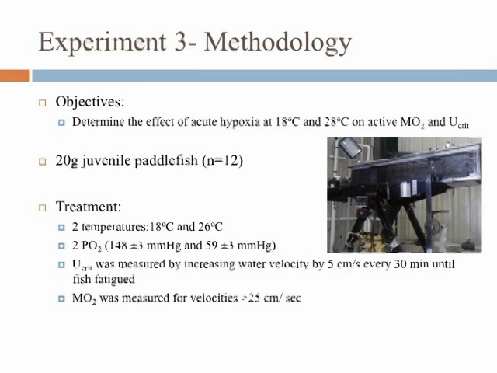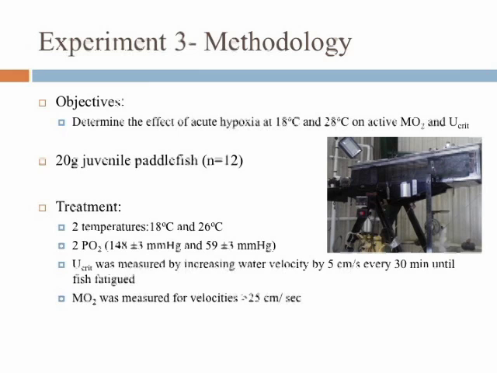The third experiment was to determine the effect of acute hypoxia on active metabolic rate. We had found oxygen consumption at a stable standard rate, so now we're trying to find how much oxygen they consume as they swim. The fish were much bigger at this point, at 20 grams. We had the same treatment temperatures, 18 and 26. We had just two PO2 treatments, 148 and 59 plus or minus 3.